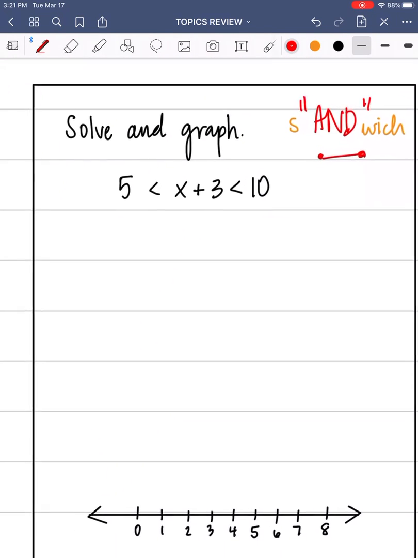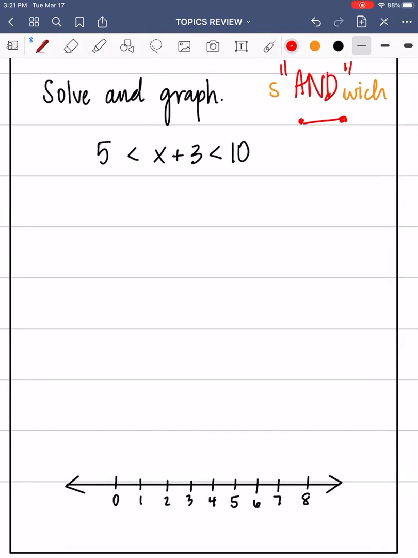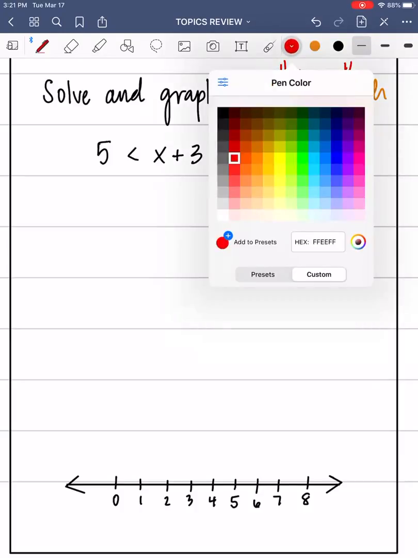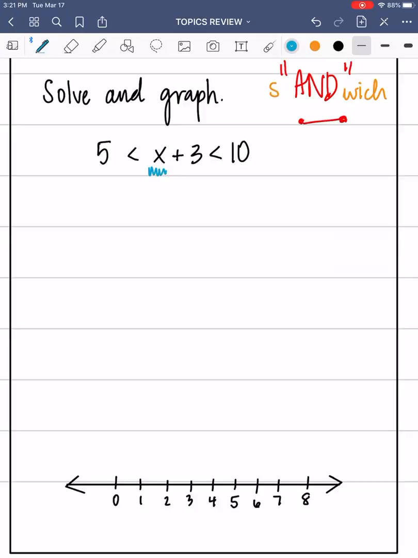Okay, 5 is less than x plus 3 less than 10. Okay, let's see what we can do with this. Here's x. We're trying to get it by itself. I have a plus 3, so I'm going to get rid of it by doing a minus 3. But we're really doing two problems at once here. So I have to subtract 3 from this 10 and subtract 3 from this 5, because they're on different sides of the inequalities. So now we have 5 minus 3 over here, that's 2, is less than x, is less than 10 minus 3 is 7.